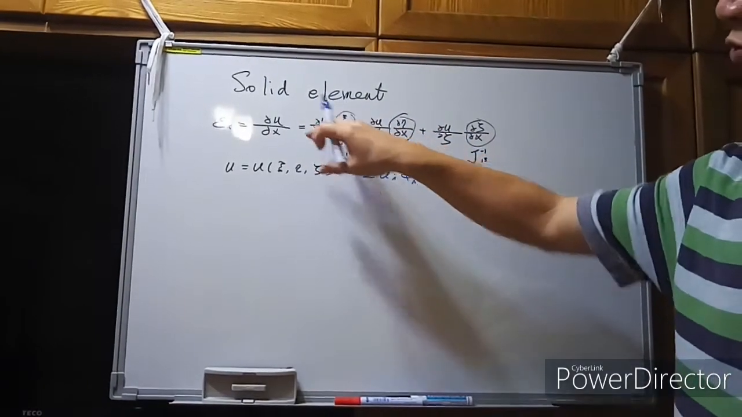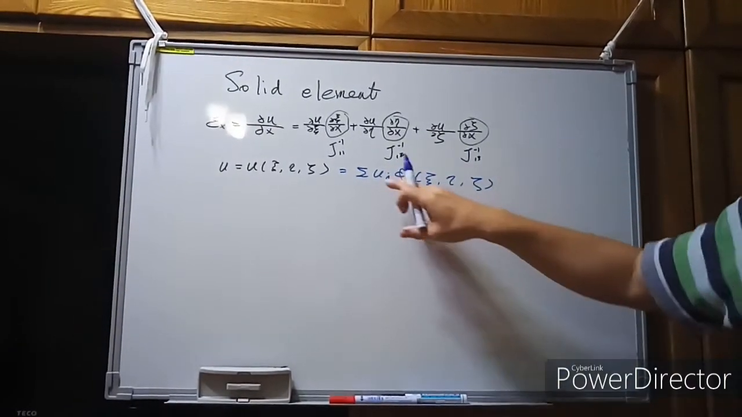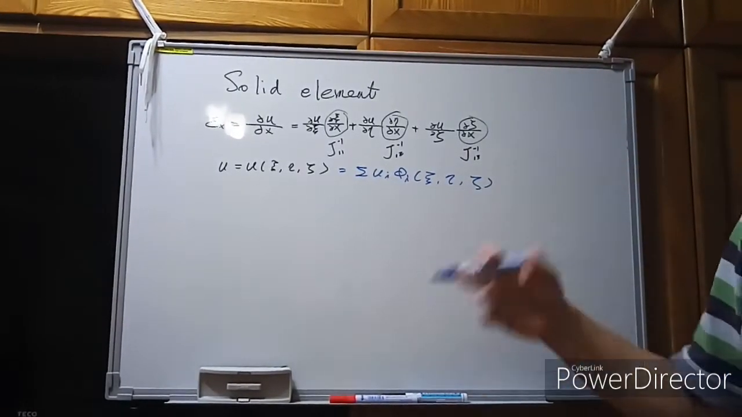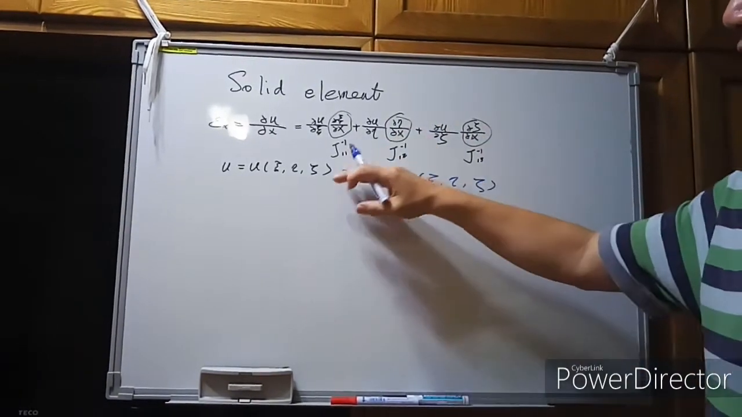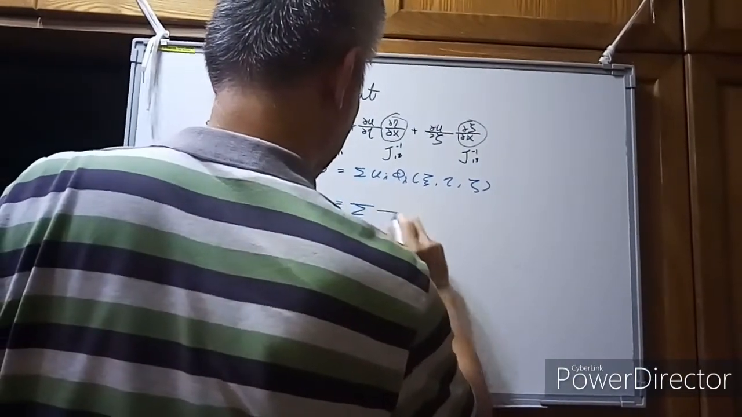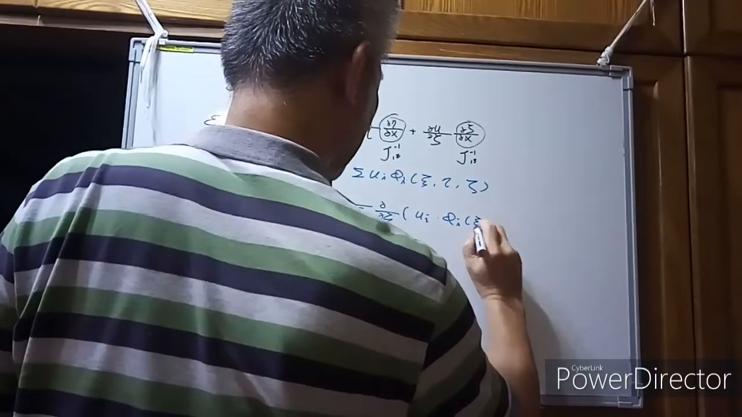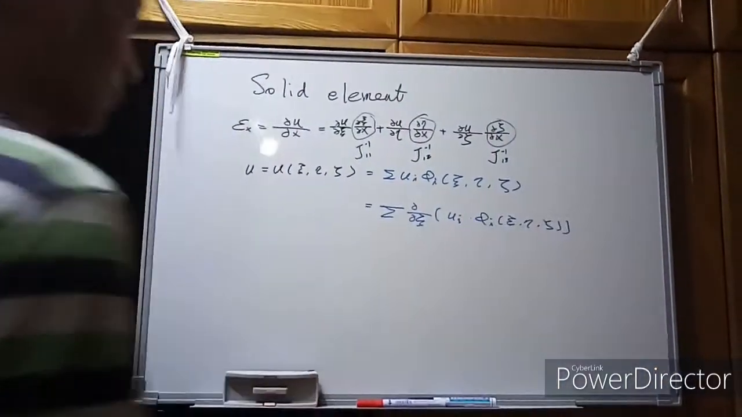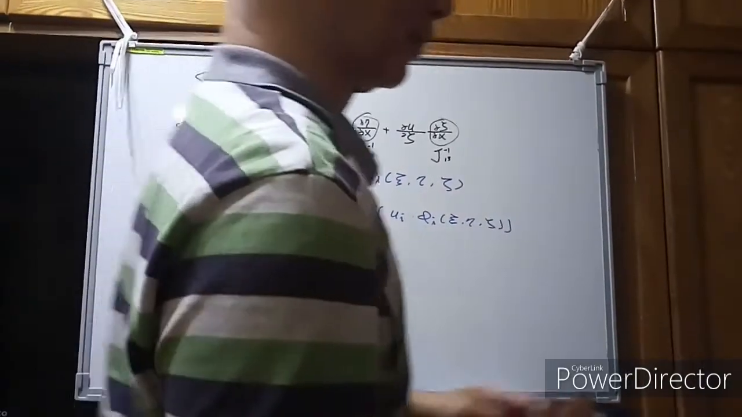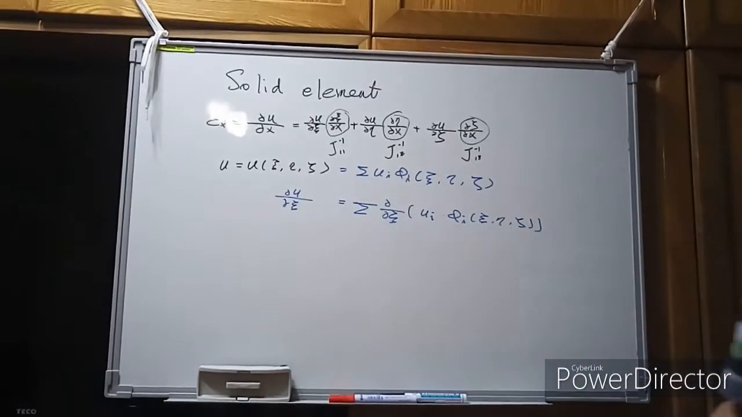If we would like to calculate partial u to partial xi, then we need to take partial derivatives of the summation of this one. We can take the partial derivative of each term, then sum up. It is the same as taking the partial derivative of the summation of this one. So if we would like to calculate partial u to partial xi, it will be the summation we take of this one.